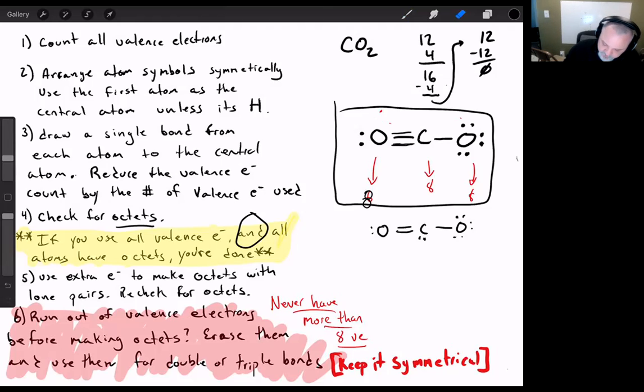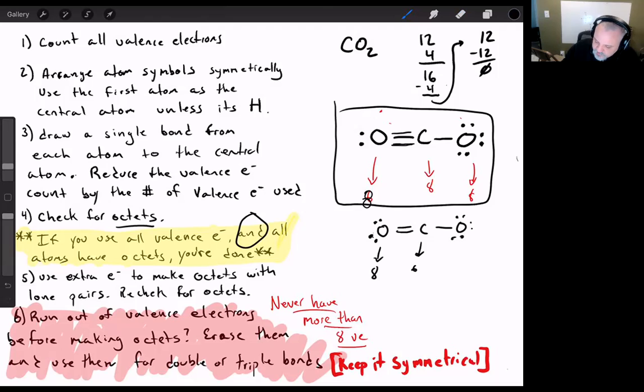What if I were to erase those, and I want to put them here. 2 of them were already there, and I erased them from the carbon and put them on the oxygen. So now what do I have on the oxygen? 1, 2, 3, 4, 5, 6, 7, 8. Now the carbon only has 6 because I moved 2 of them over.